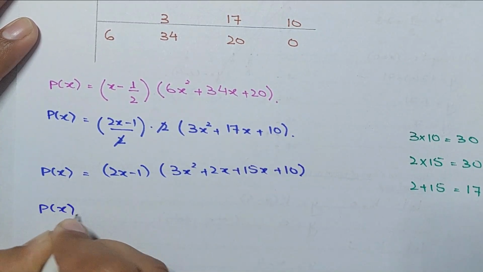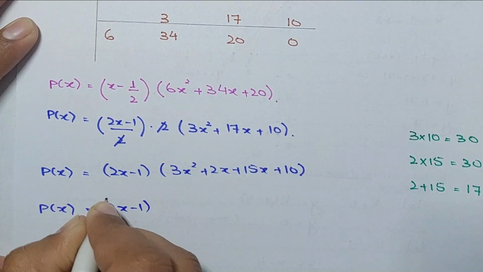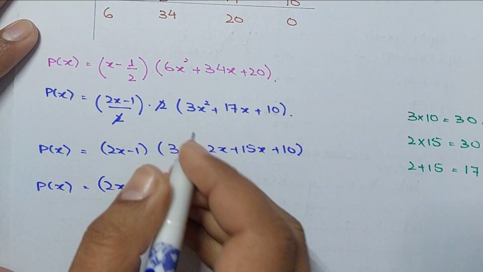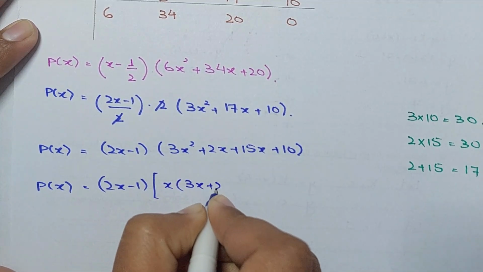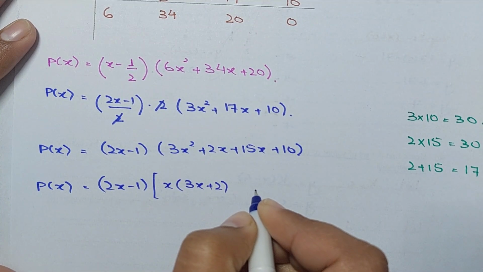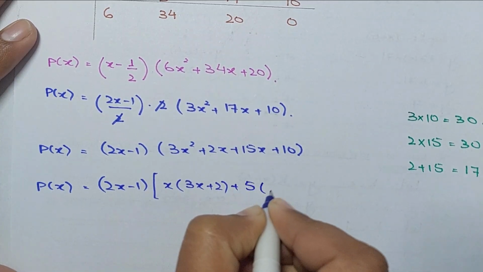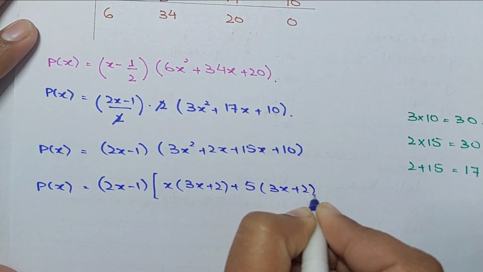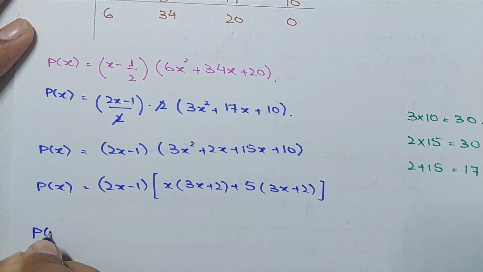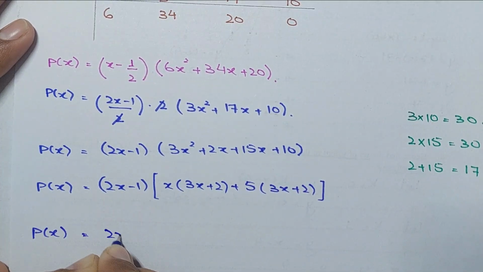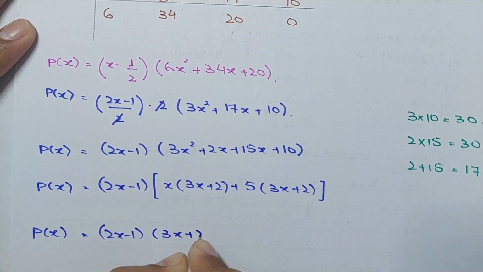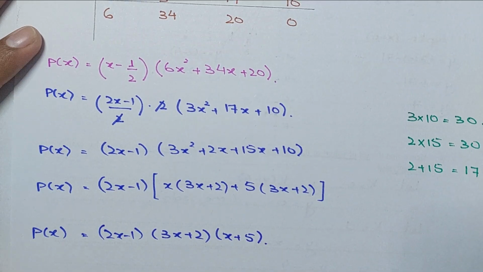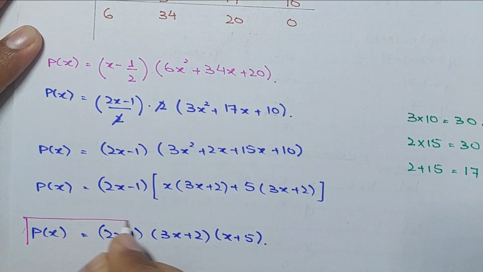Now p of x has 2x minus 1 as one factor. We need to figure out the rest of the two factors, right? So from here we can take x common, and 3x plus 2 is left. And we can take 5 common from here: 5 times 3 is 15 and 5 times 2 is 10. Okay, now in fully factorized form, the polynomial p of x is 2x minus 1, 3x plus 2, and x plus 5. These are the three factors for this polynomial p of x.